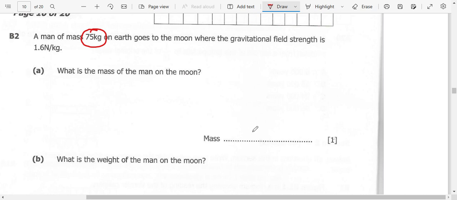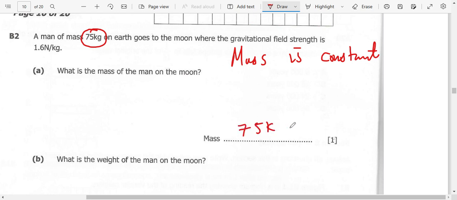Can we use the formula mass equals density times volume? You don't have any volume here, so you can only use that formula if there is volume. So mass is constant. It doesn't matter whether a person is on Earth, on the moon, or on Jupiter, the mass is constant. So even on the moon, this person is going to have 75 kg because mass doesn't change.